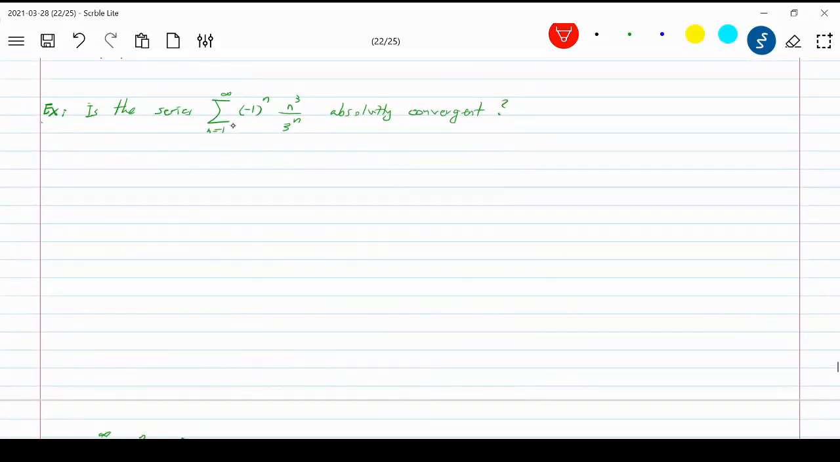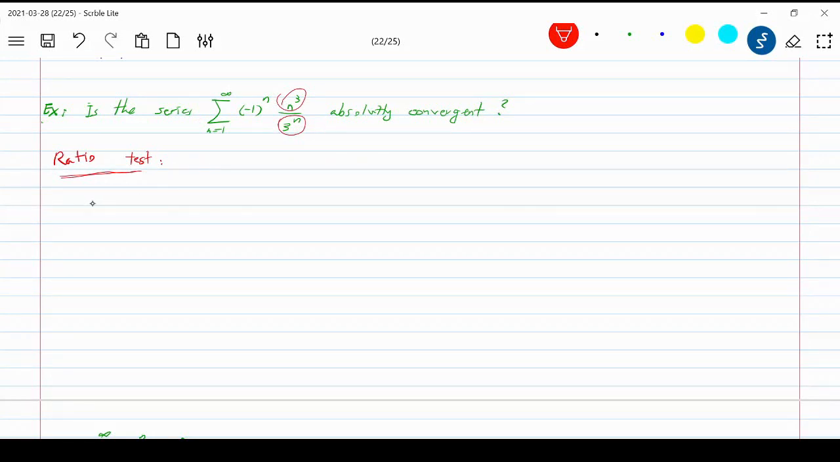The series, negative 1 to the power n times n to the power 3 divided by 3 to the n, is it absolutely convergent? You notice that the series is quite complicated. It's not that easy to say at the beginning whether it is or it is not. So what we can do is try to use the ratio test. Normally, if we're dealing with n to some power and a geometric form, a combination of these two, normally you will go to this ratio test. This is quite often.